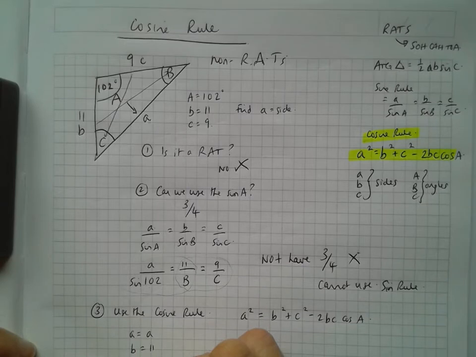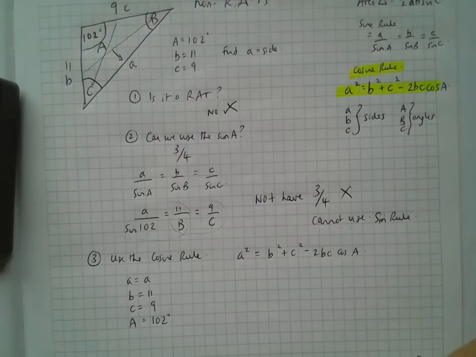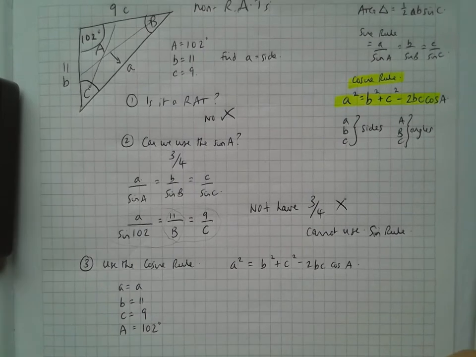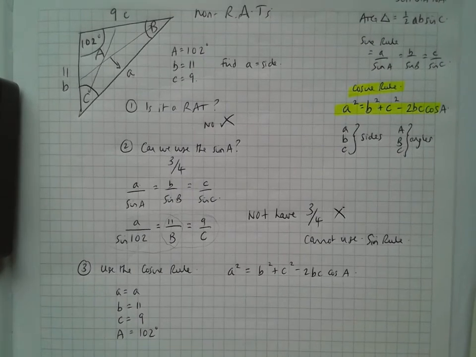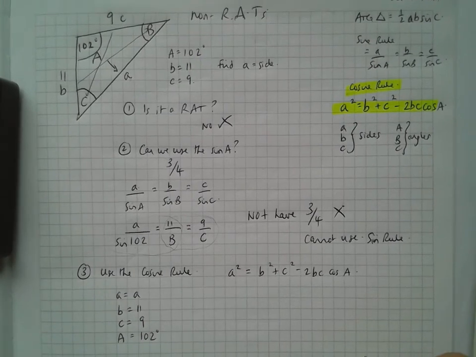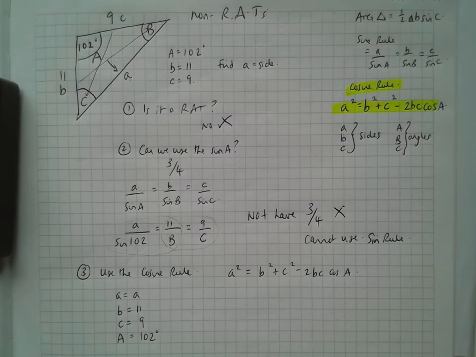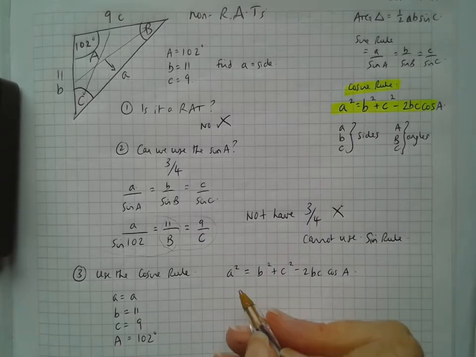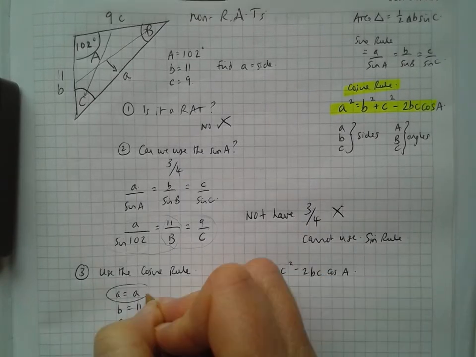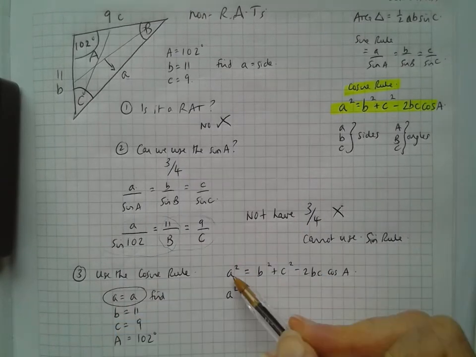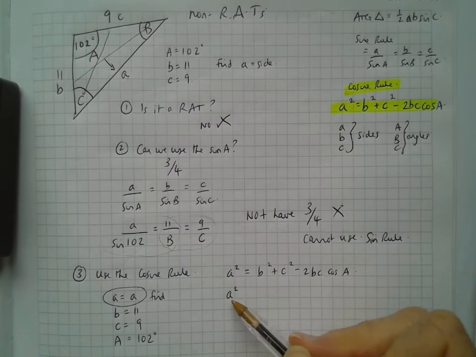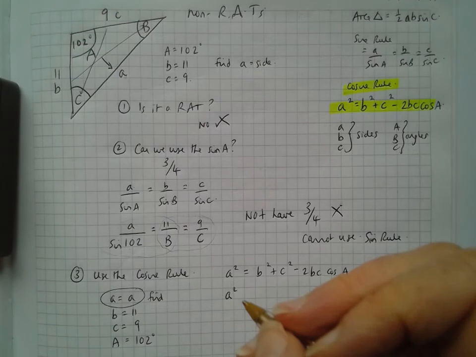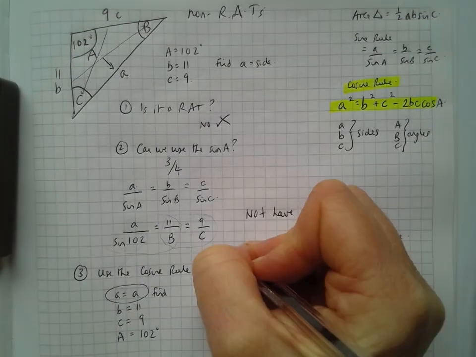I'm going to write that down because this is quite a complicated rule to sub into. It's quite a complicated formula, so I want to make sure I get everything in the right place. So what have I got? I've got a squared. That's what I'm looking for, what I'm trying to find, and that's always going to be in this space by itself on the left-hand side. So this is always what I'm looking for.